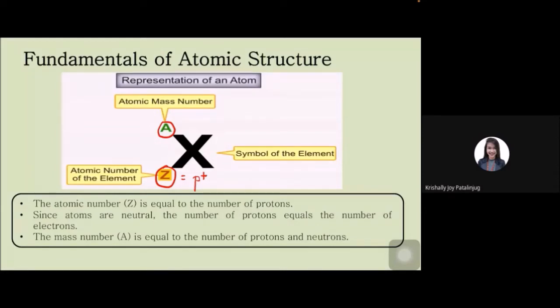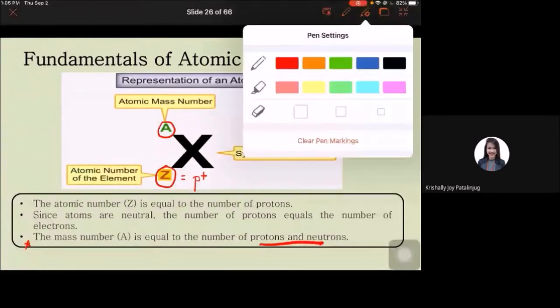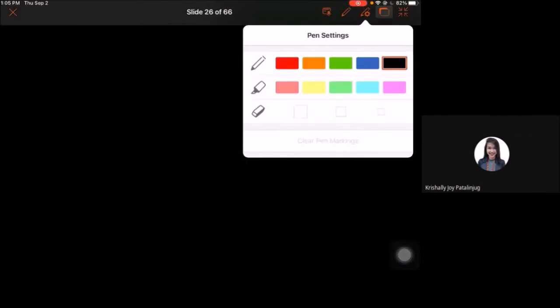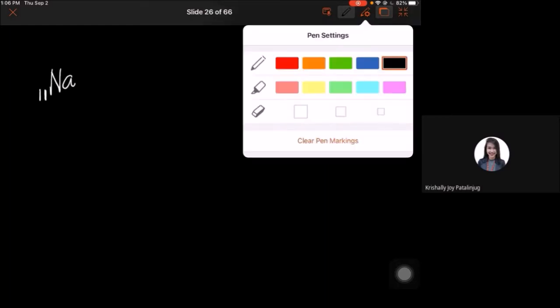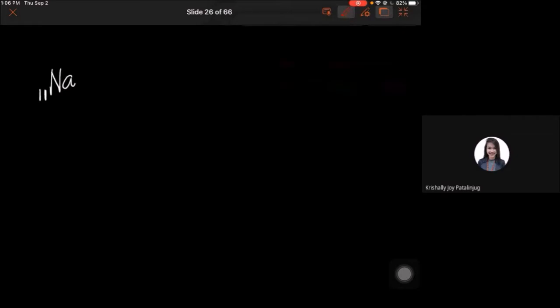Alright? And for atomic mass, I have introduced this already, how to compute, that is just equal to the number of protons plus the neutrons. Now, for instance, we have the atom sodium. So to represent sodium with its mass, including its proton number, you simply write on the left bottom part its proton number or atomic number, that is 11. And then on the upper left corner is its mass, so 23.